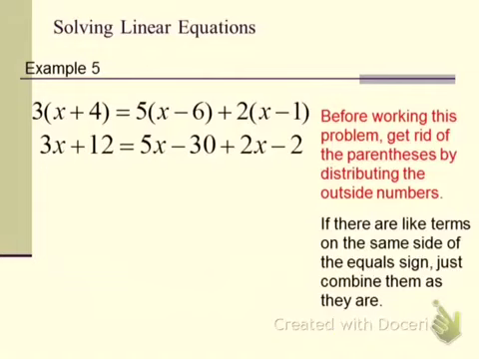So the next step of the process is to get the equation simplified. So we combine any like terms that we can combine. What can we combine on the right? The 5x and the 2x, and that would give us what? 7x. And we can also combine the negative 30 and the negative 2, and that gives us negative 32.